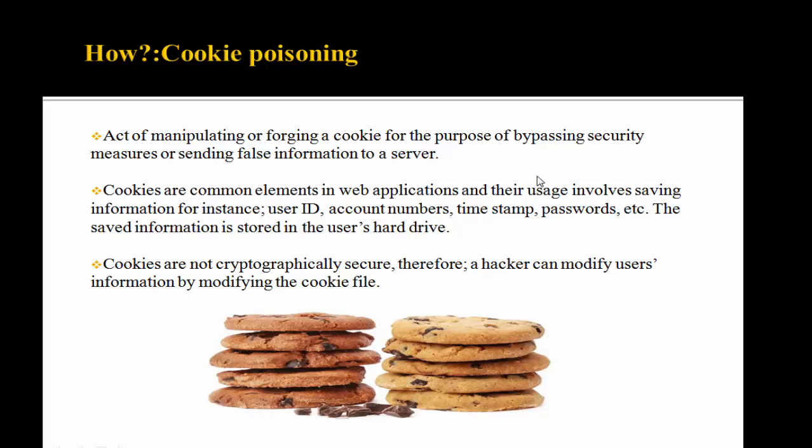Cookie poisoning. This is not the cookie we eat in real life. We all know what cookies are. When you use your user ID or account numbers, those can be saved by cookies. Hackers can use that information to get in, modify the data, or take over the user account. Cookie poisoning is an act of manipulating or forging cookies that can be used to bypass security or send false information to a server. So this is very important. We should all know about cookies and clear our cookies once a week or once a month.